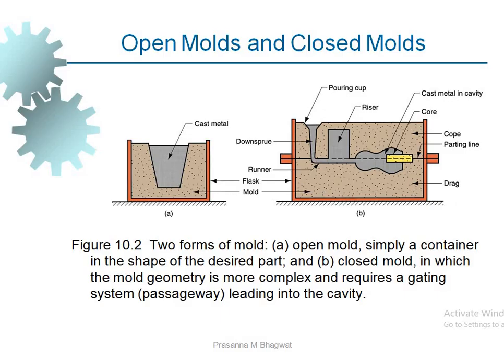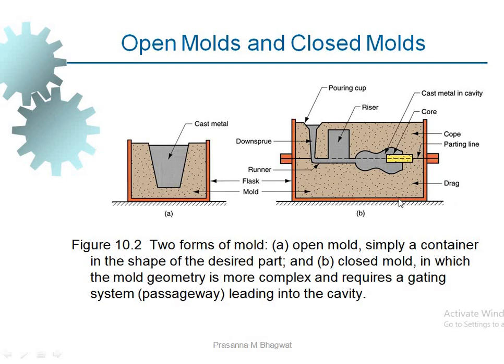And the second part is called the closed mold, in which the mold geometry is more complex and requires some type of system known as the gating system. There is a pouring cup through which the molten metal is poured, and this vertical part is called the downsprue, through which the metal comes here, and this horizontal part is called the runner, through which the metal runs, and through particular areas called the gates, it enters into the mold cavity.